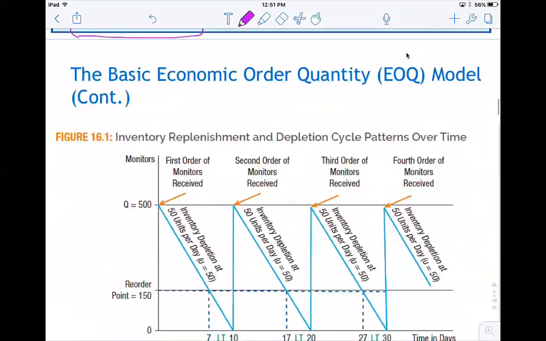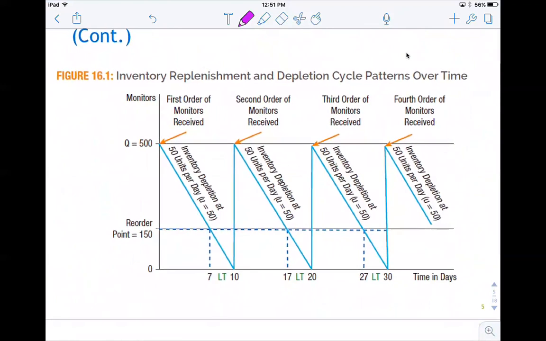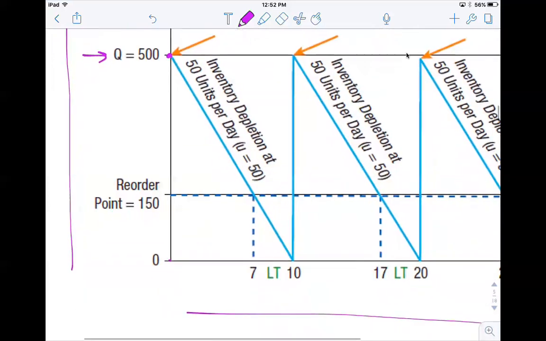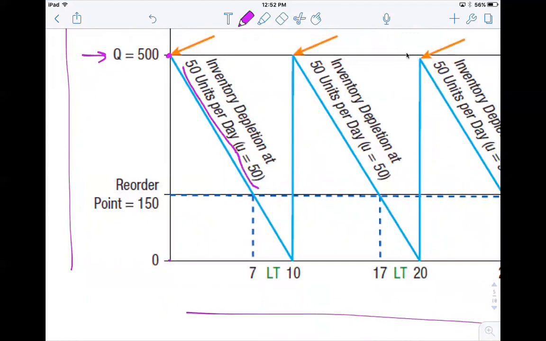This is a classical representation of what EOQ does in your system. Again, this is just one product. On the y-axis, you see how much inventory you have in your system, and this is simply the time. The EOQ model assumes that your cycles repeat themselves throughout your planning period. Every time we order a product from our supplier, we order it in a batch of 500. Assume we had zero, and then we already have it at the 500 point. As time progresses, we sell our products to our customers at a rate of 50 units per day. That's why the decrease is a continuous line. It is not a stepwise line like this, because we assume that the demand rate is fixed.